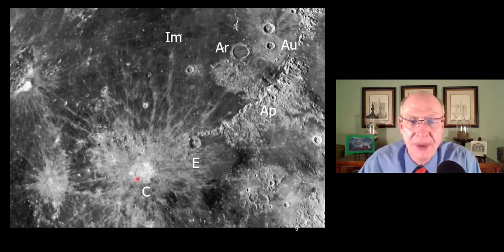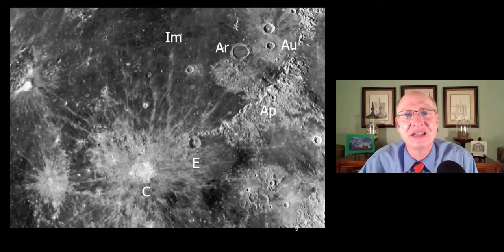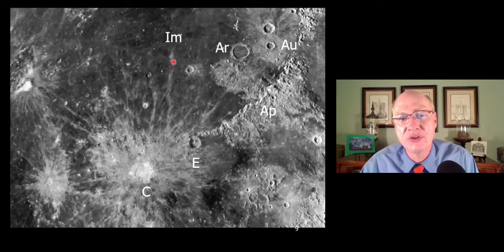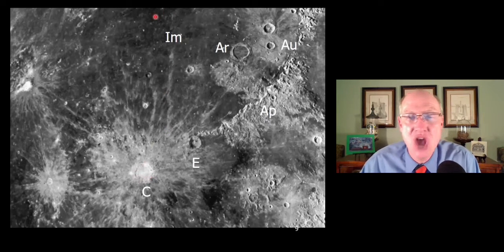What you'll notice about Copernicus is that the rays from Copernicus are sitting on top of the lava flows. That is, if the lava had flowed on top of the rays, we wouldn't be able to see the rays. The lava would have buried the rays. So right away, we can say that Copernicus is younger than the lava flows, because the lava flows would have covered up all these rays if they had happened after.